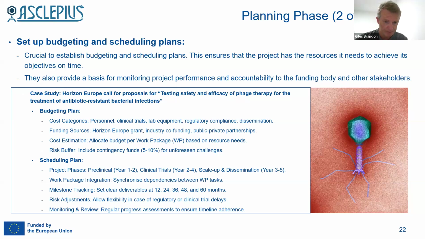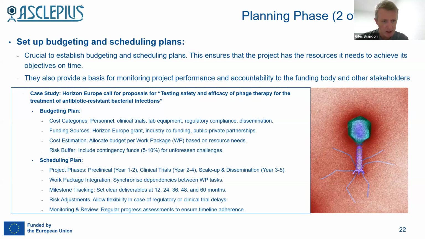Cost estimation. So increasingly with EU Horizon Europe funded projects, we're moving to what's called lump sum funding. And basically what this means is that you have to calculate the budget for each and every work package. So this is something that we'll need to do in this planning phase, and we'll need to capture in the proposal.